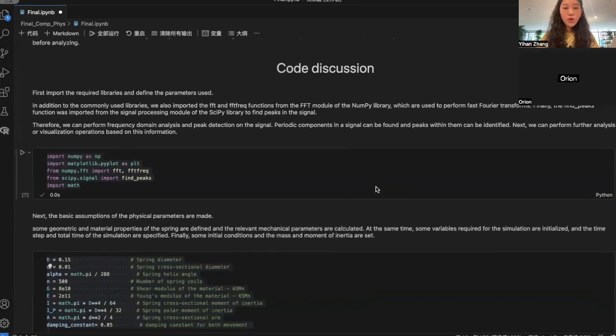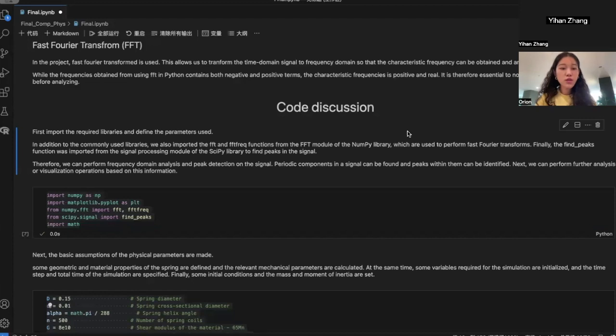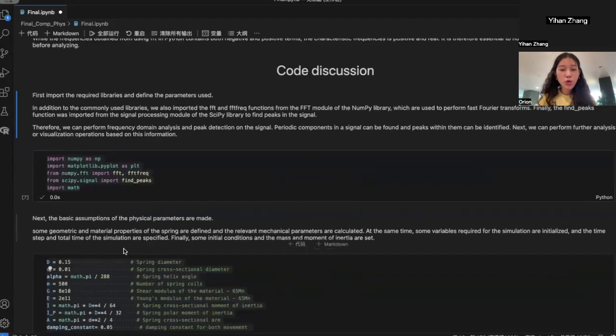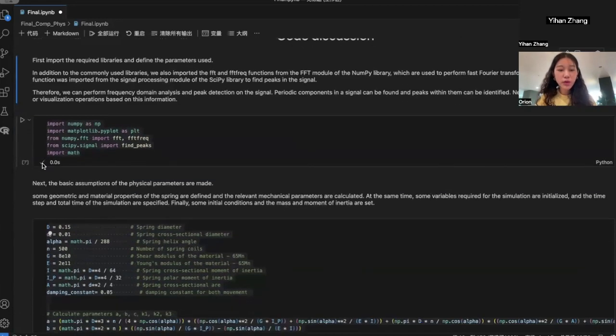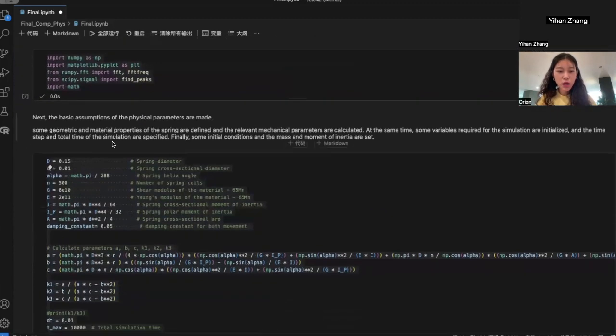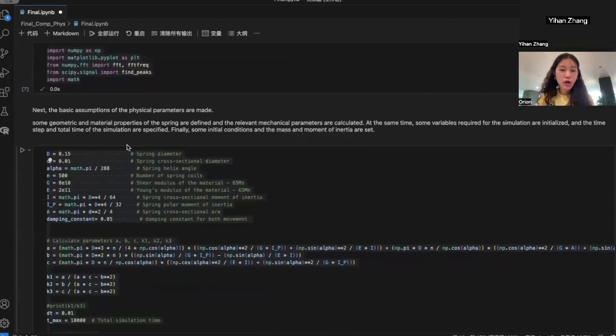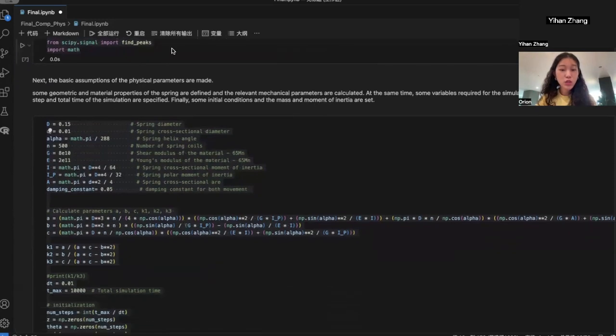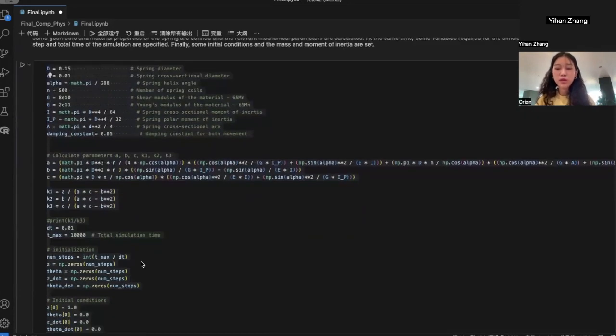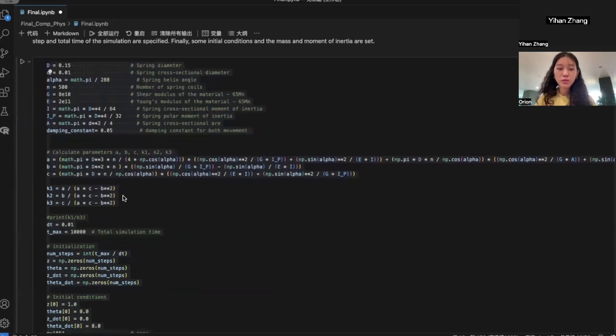Now I'll walk through the code. So first we import all the packages that will be used for the coding, and here we have the initial conditions, and some of the parameters that have actual numbers are taken from the experiment that one of our group mates has done before.